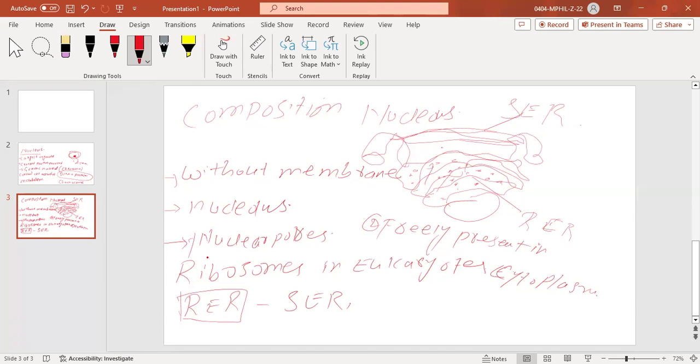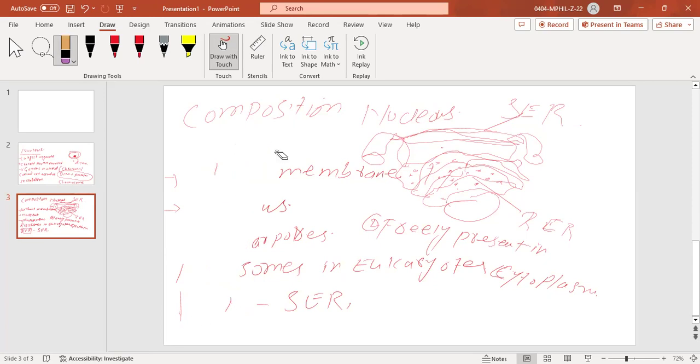So now we are coming towards a very short difference between eukaryotic cell and prokaryotic cell.